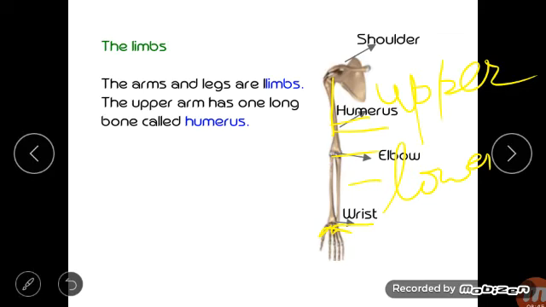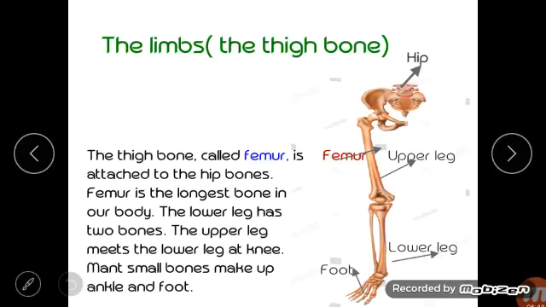Now I will show you the thigh bone. This is the thigh bone. I have told you that arms and legs are called limbs, so that is also a limb. The thigh bone is called femur. The femur is attached to the hip bones. Here is your hip, and the femur is attached to your hip bone. Femur is the longest bone in our body. Remember, children, the longest bone in our body is what? Femur.